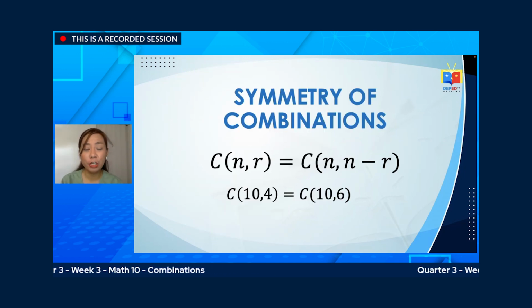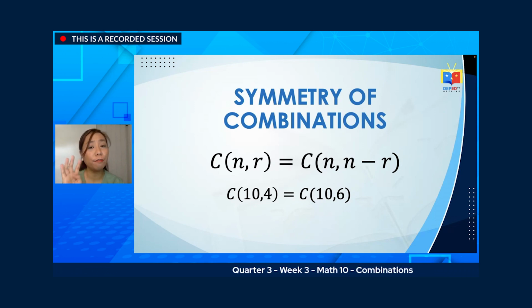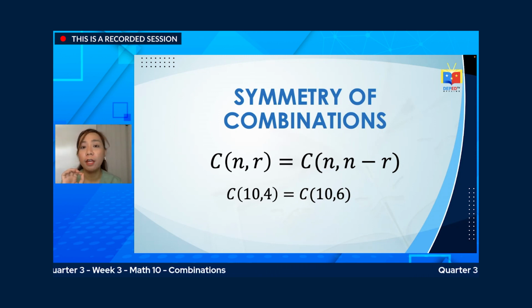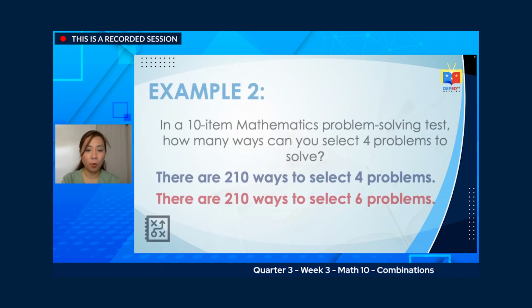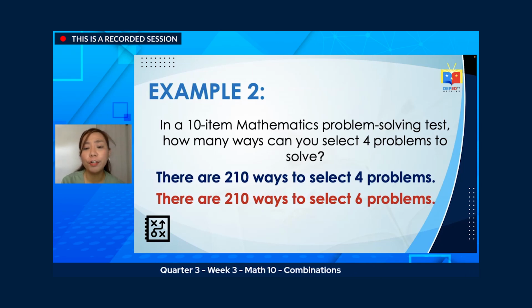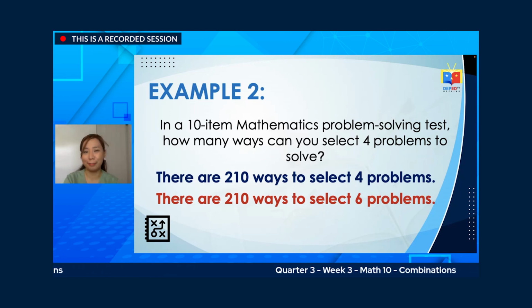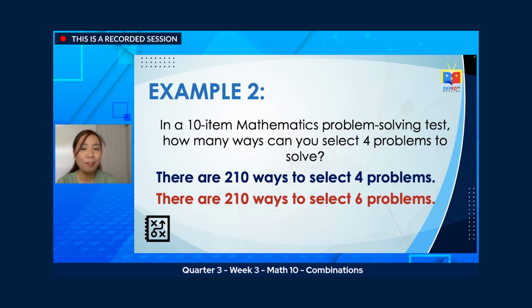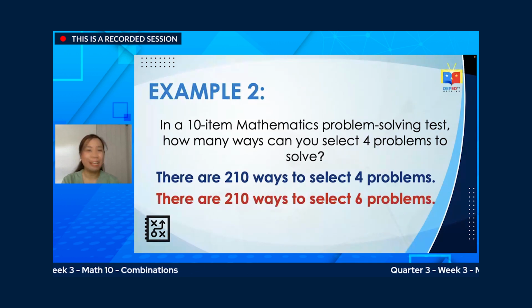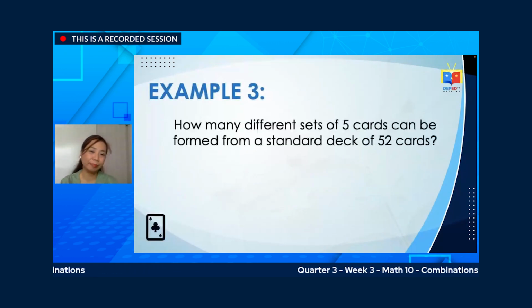Remember symmetry of combinations? So if we are getting the combination of 10 items taking 4 items at a time, it must be equal to the combination of 10 items taking 6 at a time. So, if there are 210 ways to select 4 problems, there are also 210 ways to select 6 problems out of 10. That's the beauty of the symmetry of combinations. You don't have to solve the second one. Let's try the third example.